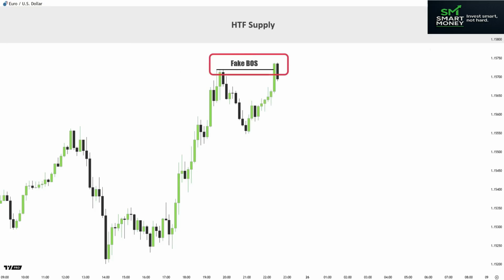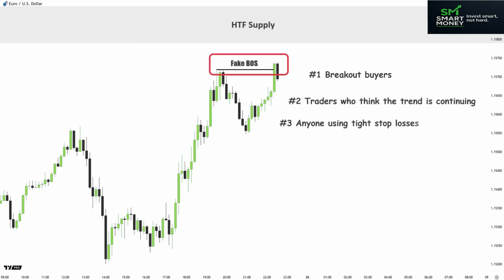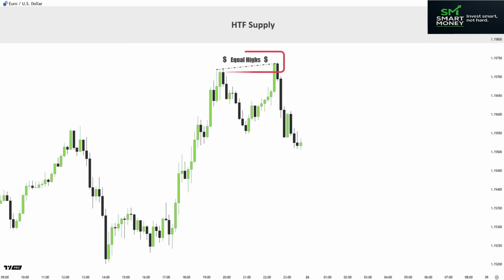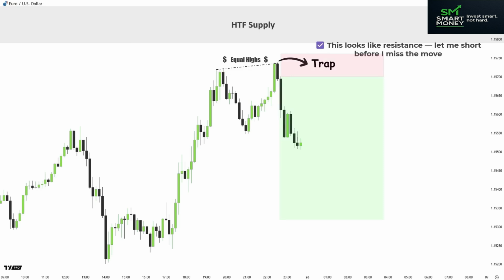First, price breaks a small swing high. This fake BOS immediately traps breakout buyers, traders who think the trend is continuing, anyone using tight stop losses. Right after this fake breakout, the market forms equal highs, or almost equal highs. This traps retail traders who think, this looks like resistance, let me short before I miss the move. These early sellers leave their stop losses right above the equal highs, creating a clean liquidity pool.